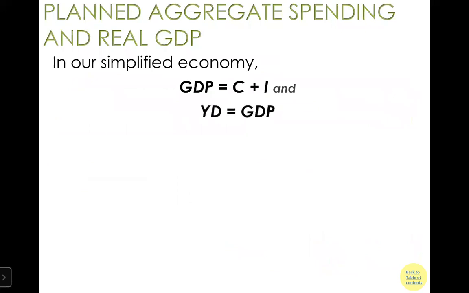Here to summarize what I just said. So in our simplified economy, GDP equals C plus I. And this is coming from spending. And so YD equals GDP. This is coming from income.